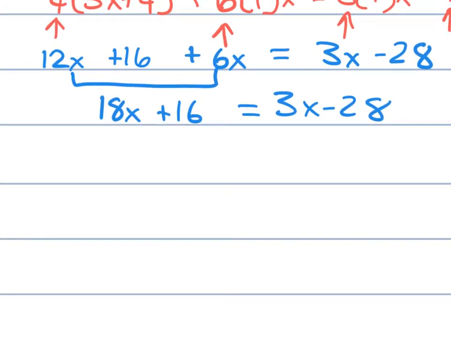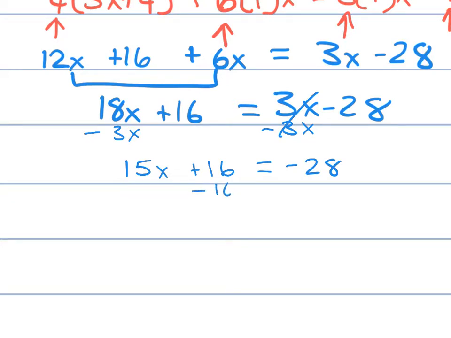What do we want to move? Let's minus 3x. That's the smaller one. So minus 3x, and we get 15x plus 16 is equal to negative 28. All right, what's our next step? All right, I would subtract 16 as well. So we've got 15x is equal to negative 28 minus 16.